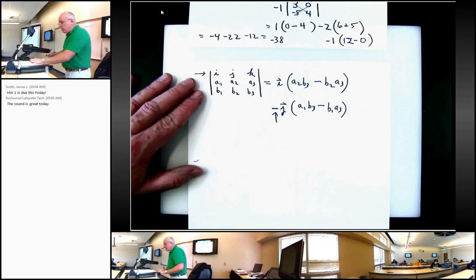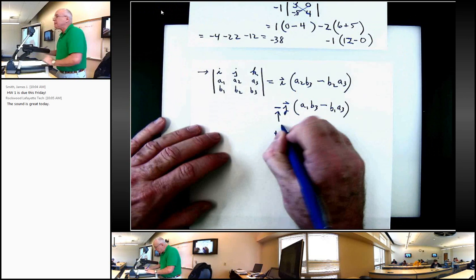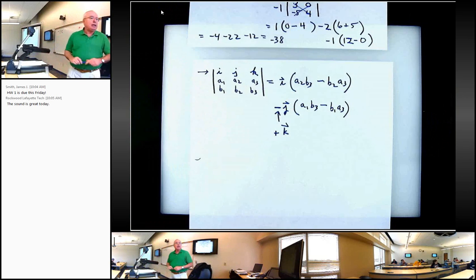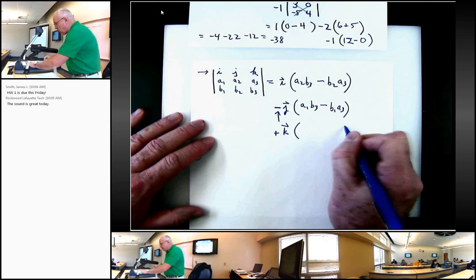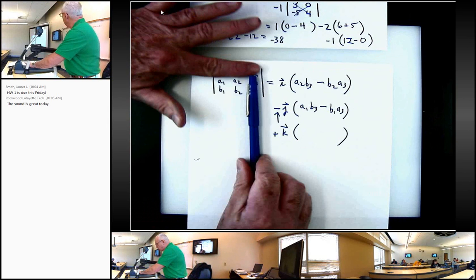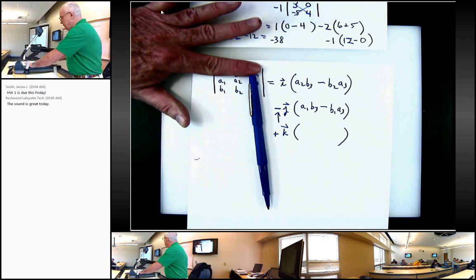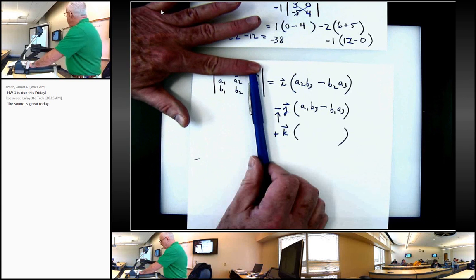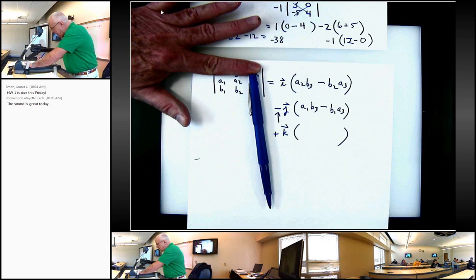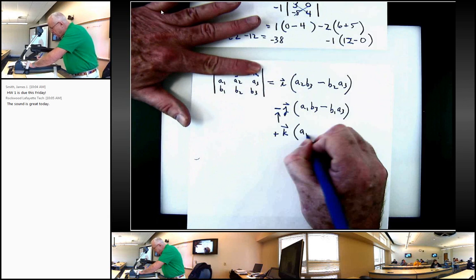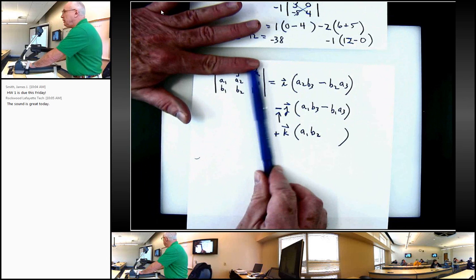And then finally, we go to our last element in the first row. We're going to be back to a plus sign here, plus K, and we're going to be multiplying this by what? Let's cross out the first row again, and now the third column, and it's going to be the determinant of A1, A2, B1, and B2. So that's A1 times B2 minus B1 times A2.